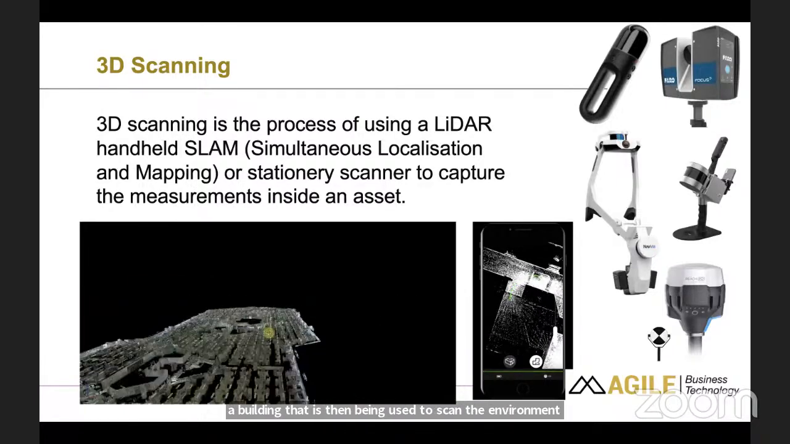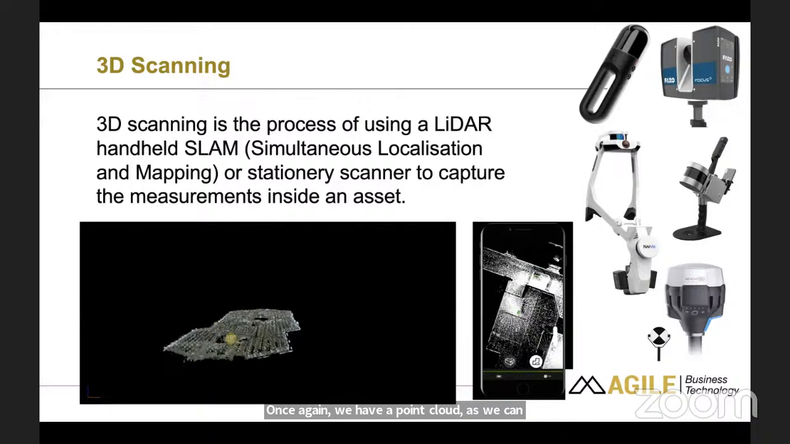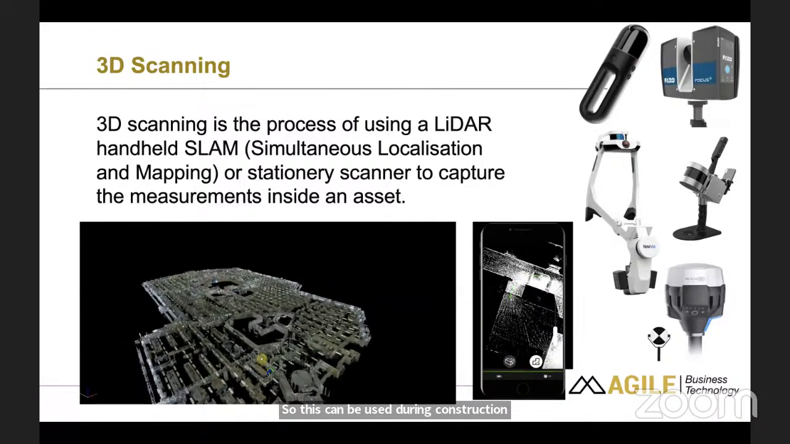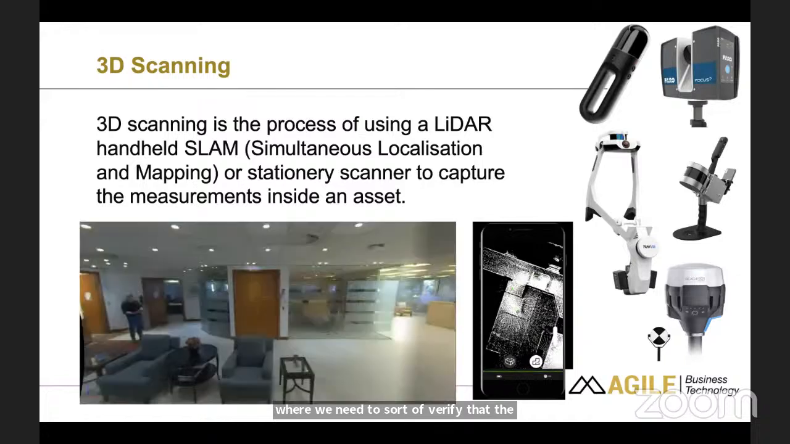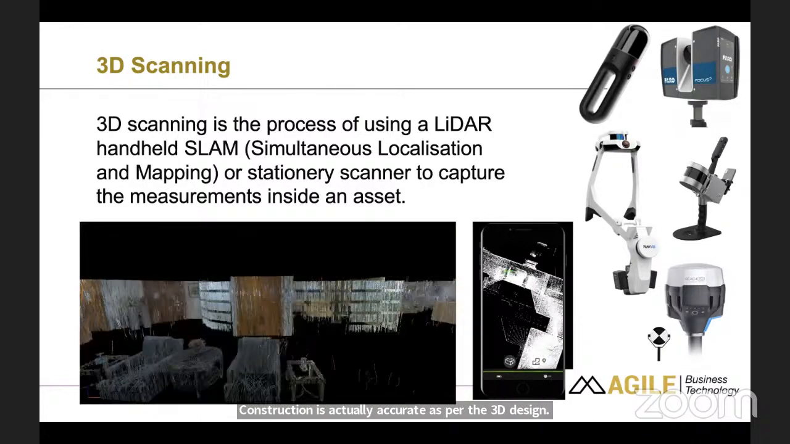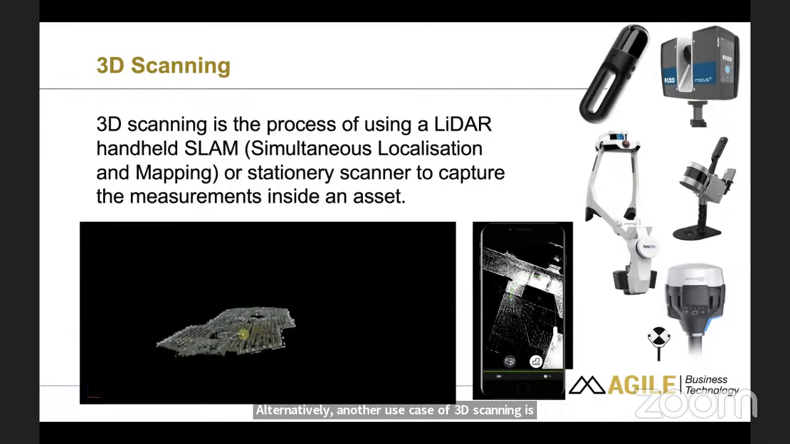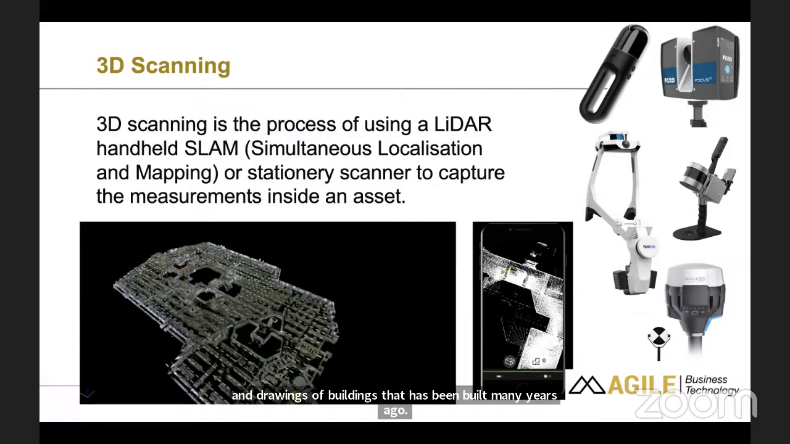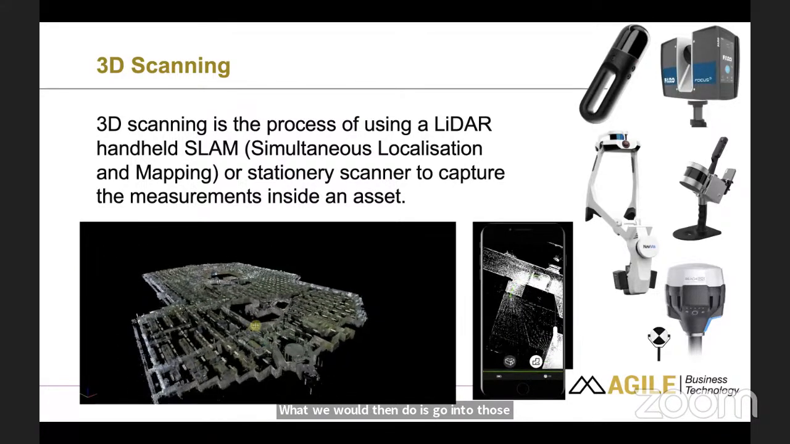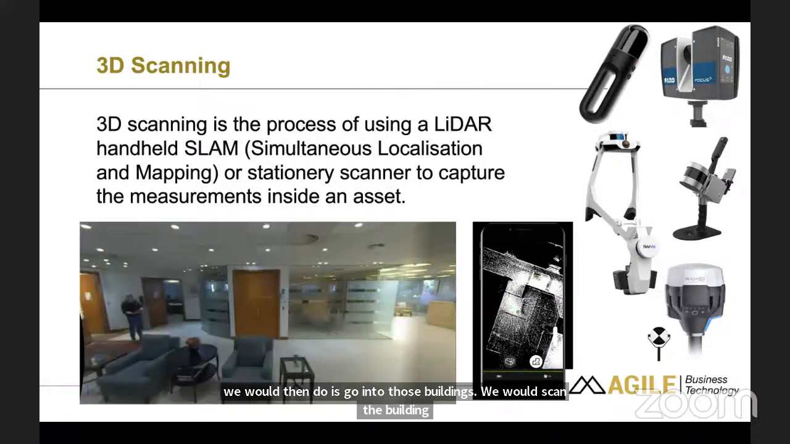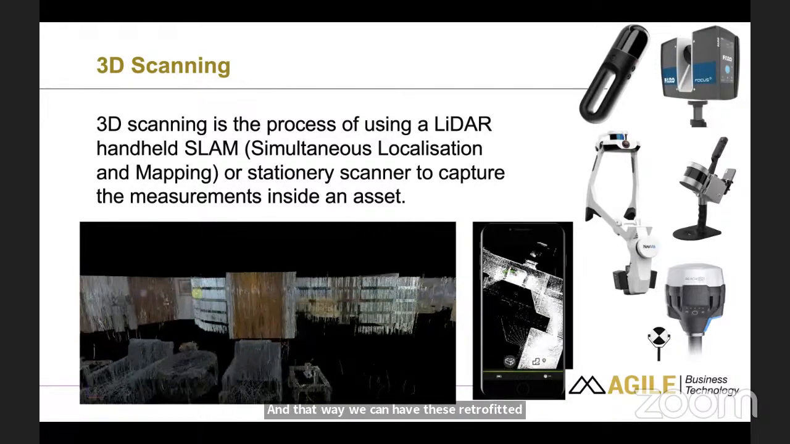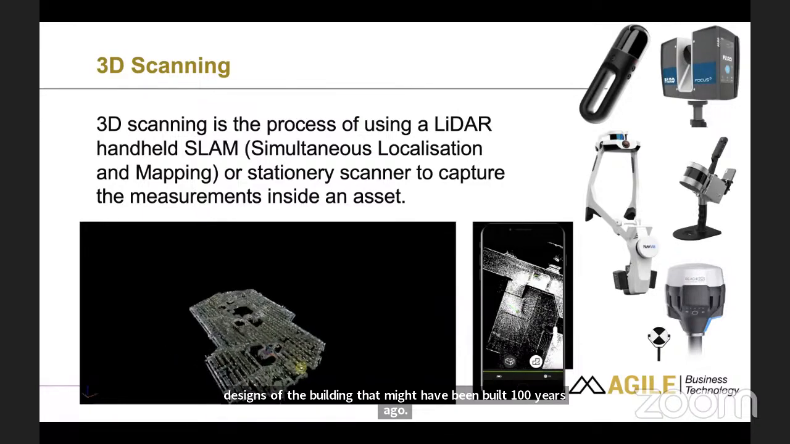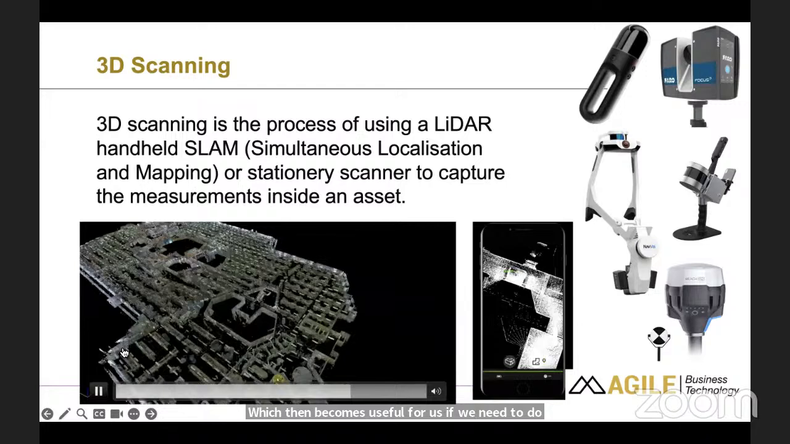Once again, we have a point cloud, as we can see there, and these point clouds can be turned into 3D models. This can be used during construction, where we need to verify that the construction is accurate as per the 3D design. Another use case of 3D scanning is where we need to get hold of plans and drawings of buildings that were built many years ago. We would go into those buildings, scan the building, create point clouds, and turn them into 3D models. That way we can have retrofitted plans or designs of a building that might have been built 100 years ago, which becomes useful if we need to do alterations to the building, or use this information during the operate stage of a building.